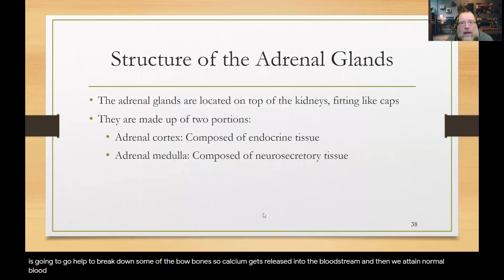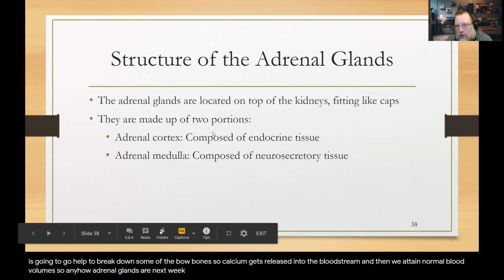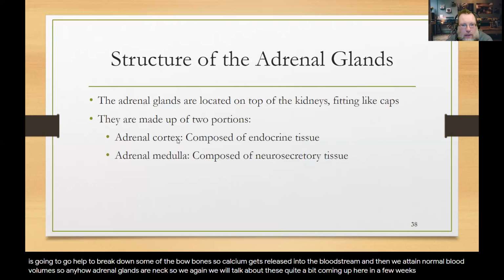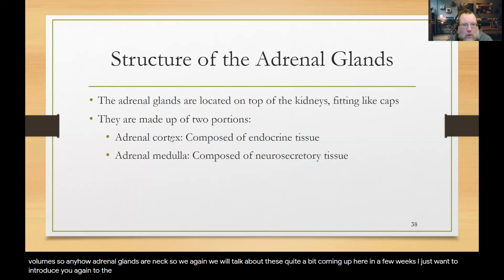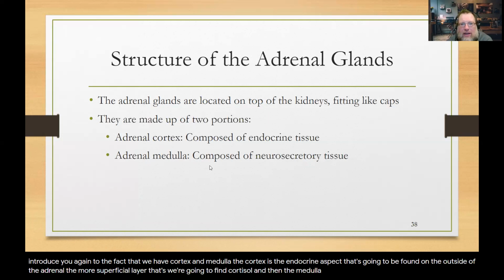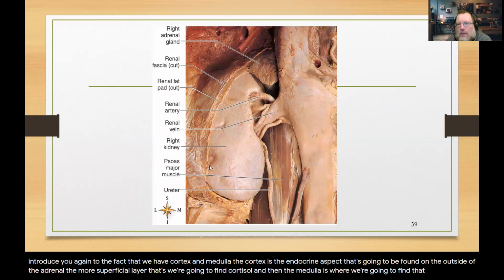So anyhow, adrenal glands are next. We will talk about these quite a bit coming up in a few weeks. I just want to introduce you again to the fact that we have cortex and medulla. The cortex is the endocrine aspect that's going to be found on the outside of the adrenal, the more superficial layer. That's where we're going to find cortisol. And then the medulla is where we're going to find the neurosecretory stuff.